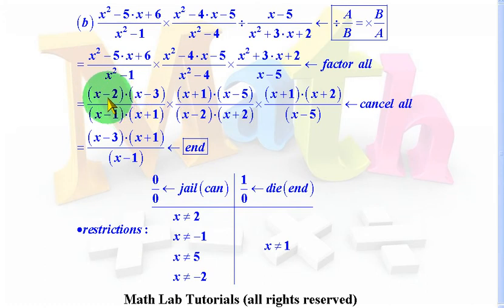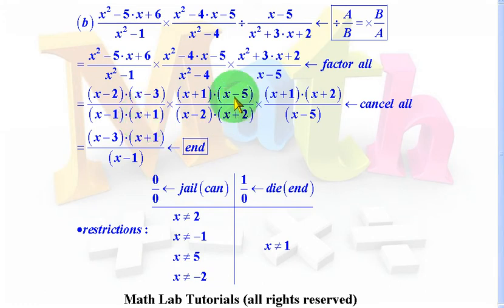Let's look at x minus 2. Okay, let's see if we can find, oh, there's x minus 2 right there, so it cancels. There's x minus 3. Let's see if we can find it. No, we can't find it, so that remains. Let's look for x plus 1. Let's see if we can find it. Oh, there it is, so that cancels.